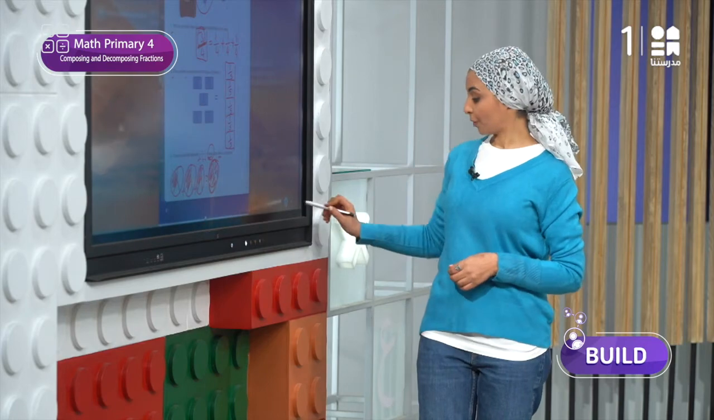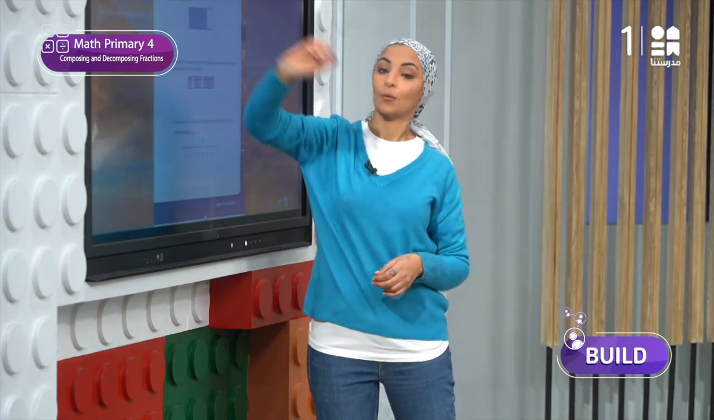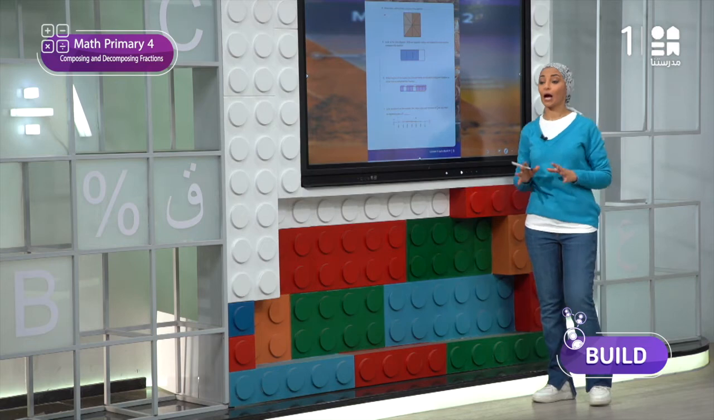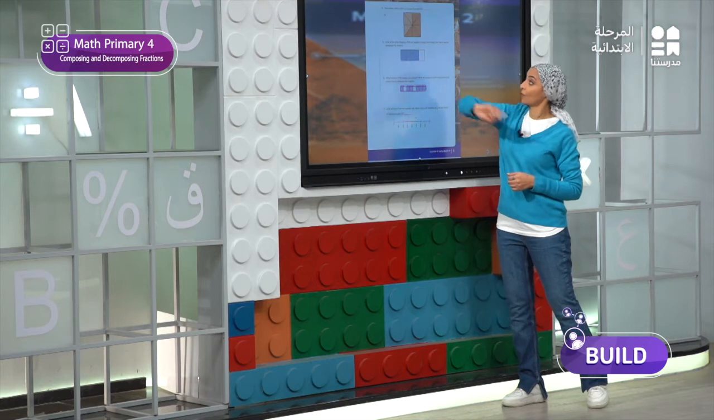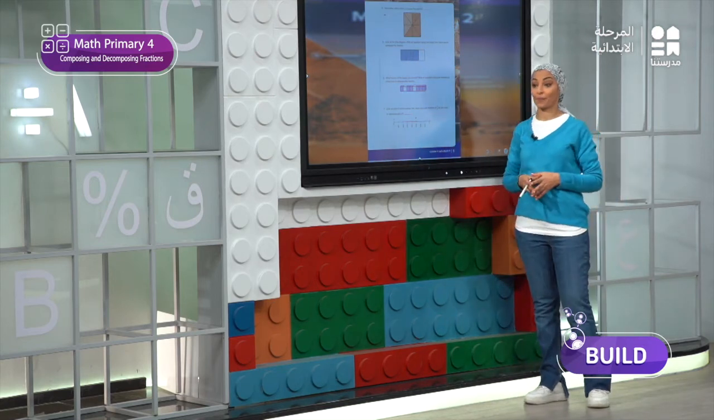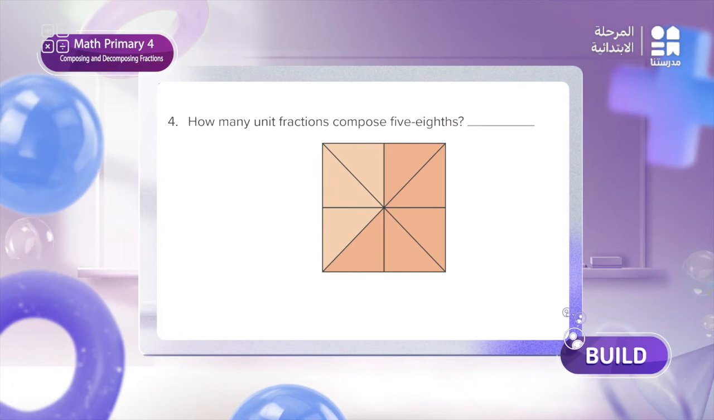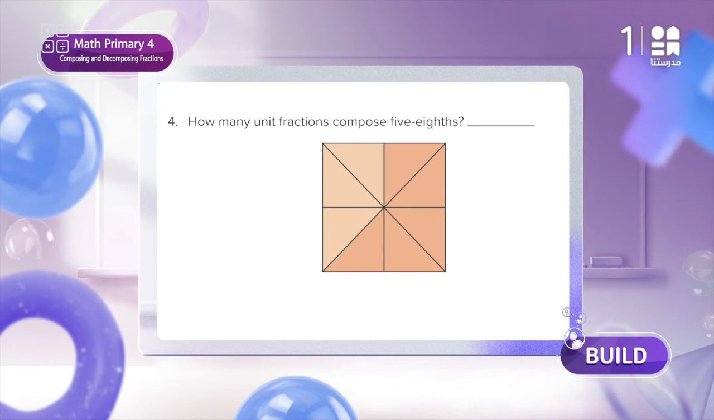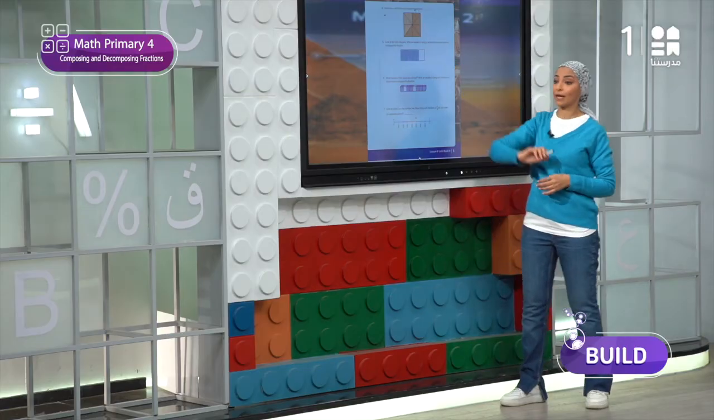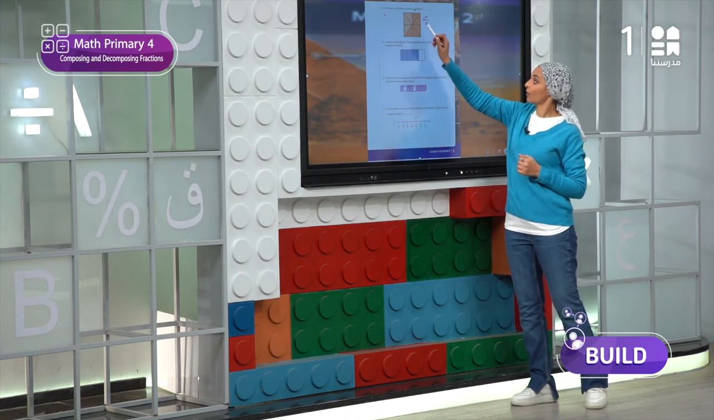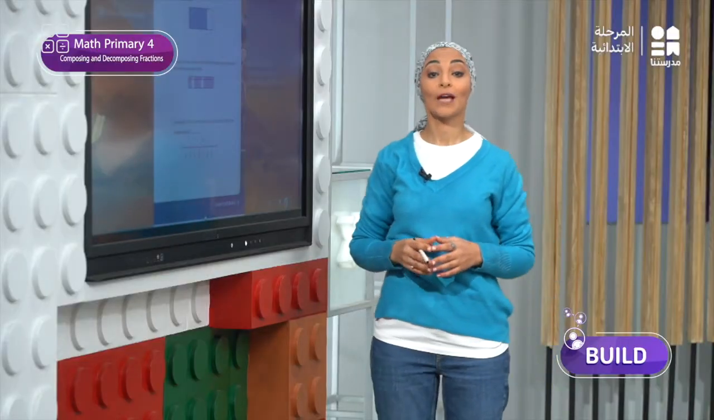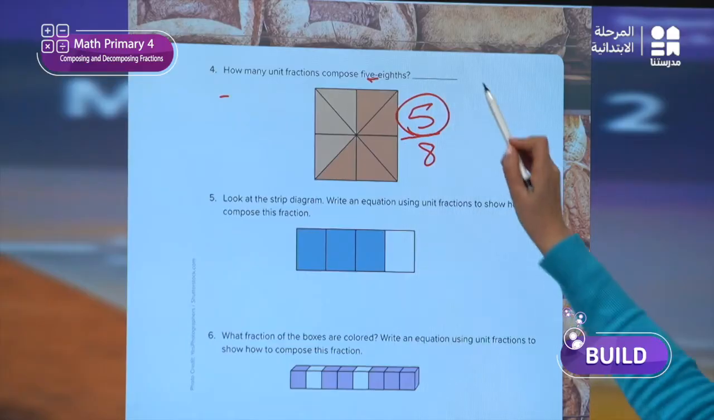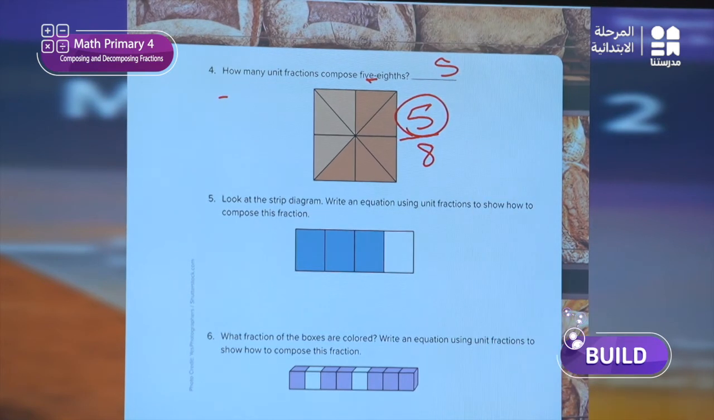Now in problem number 4, let's see it all together. Here, as you see, he's asking me how many unit fractions compose 5/8. To compose 5/8, I need how many unit fractions. This can be solved without using a diagram. I don't need a diagram at all. Why? Because what is the numerator? The numerator is 5, right? In 5/8, the numerator is 5. So the answer will be how many unit fractions? Of course, I need 5 unit fractions.